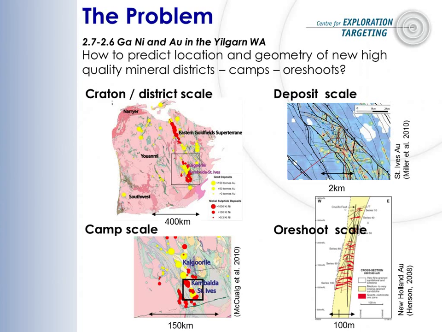So this is the problem. Right? It's how do we predict the location and the geometry of high-quality mineral districts at a range of scales, from the Craton scale, where we would look for the belt or the region. Within that, where would we look for the camp? Within that, where would we look for the prospect that we're going to drill and then delineate the ore shoots within the deposit? Right? So different problems at different scales, different processes more or less relevant at different scales, which is something that we'll touch on as well.